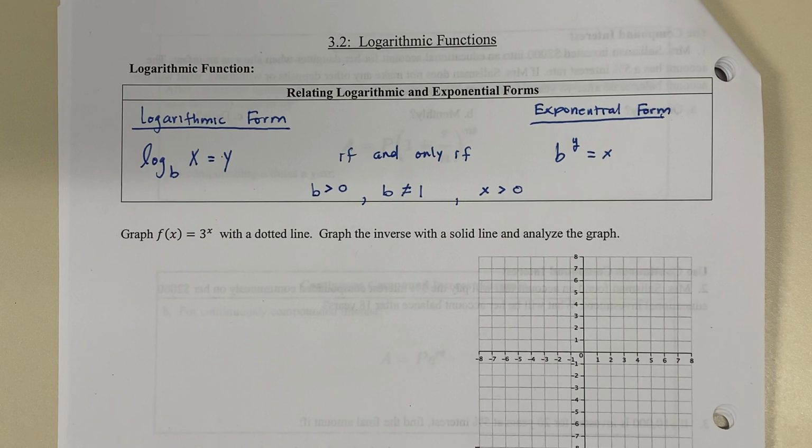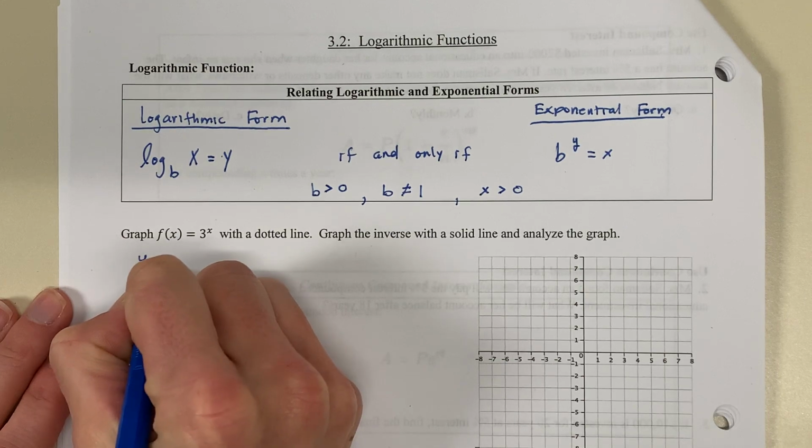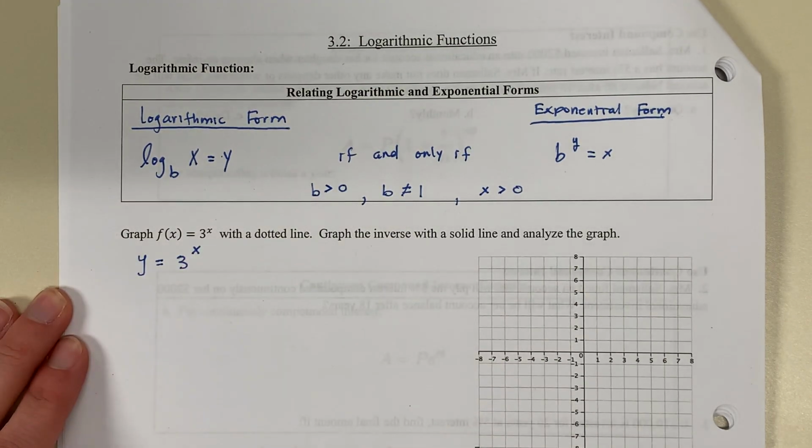Now we're going to graph f of x equals 3 to the x power with a dotted line. And then we're going to graph the inverse with a solid line and analyze the graph. This is a review from 3.1, graphing exponential functions. Remember, f of x is the same thing as y, so we have y equals 3 to the x power.